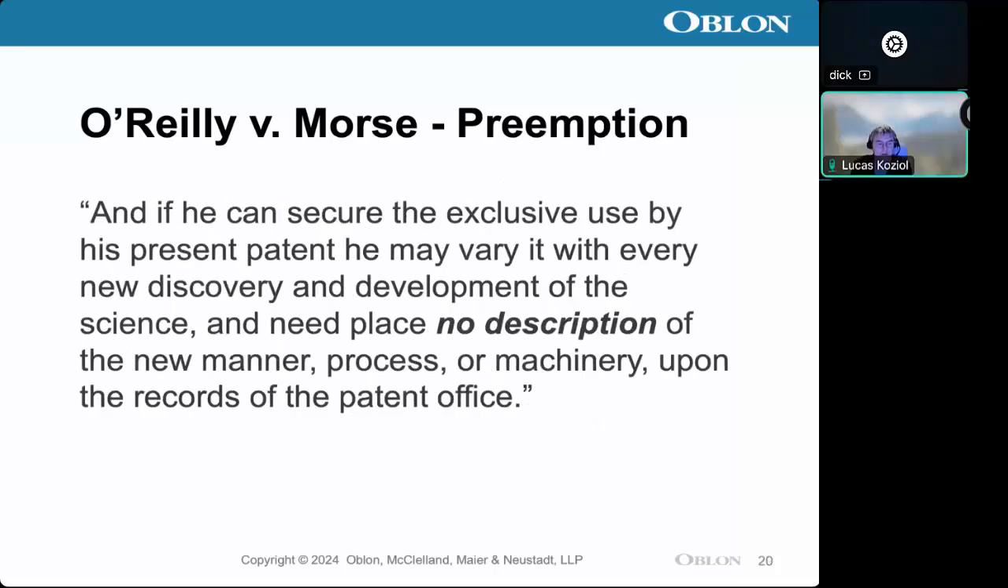The second policy reason was that the Supreme Court also emphasized that it would be unfair for inventors to benefit from an exclusive right to future inventions that they didn't specifically disclose and teach the public how to use at the time they filed the patent application. Thus, the public would not be getting the full benefit of the bargain of the patent contract.